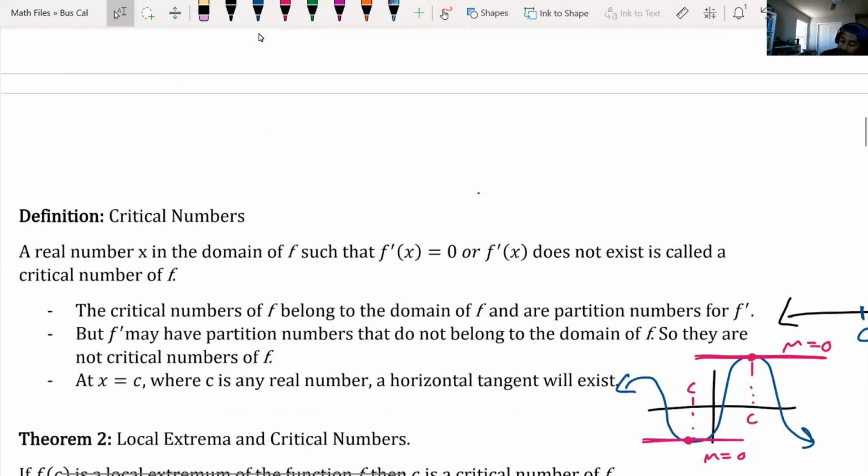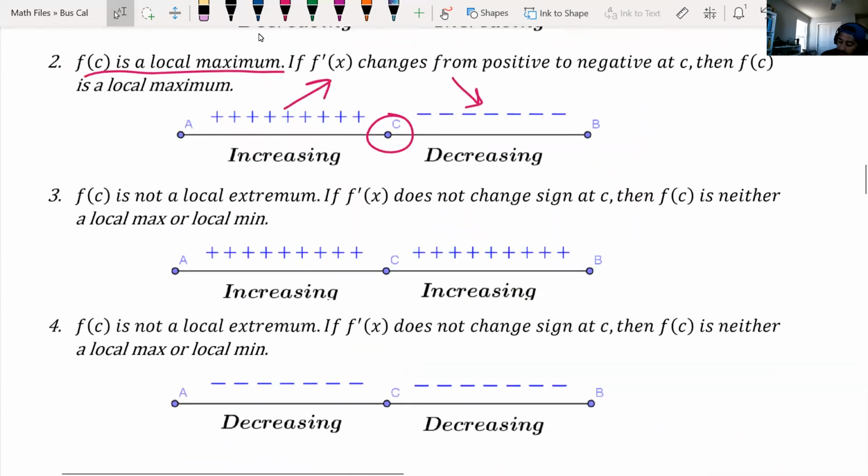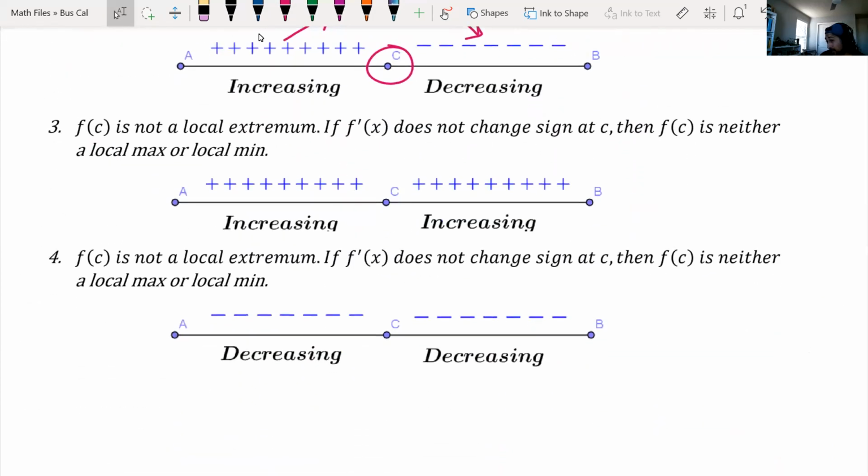Okay. And then let's say that your sign chart doesn't change signs. Let's say that your graph goes from increase to increase. This means that you will have no max or minimums, no extremums. And if your graph decreases and decreases, this means, again, you will not have any local extremums.